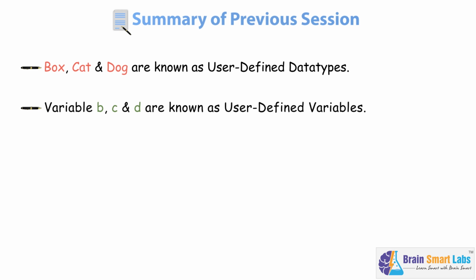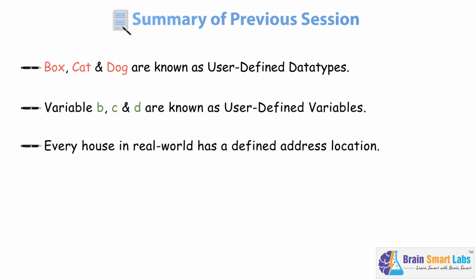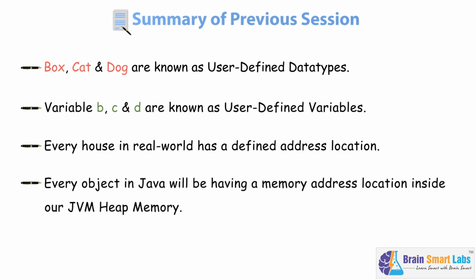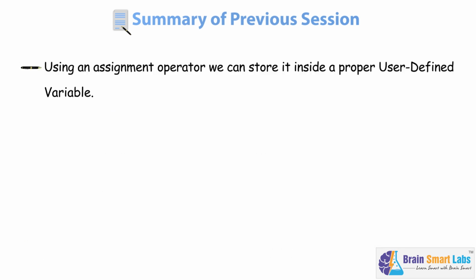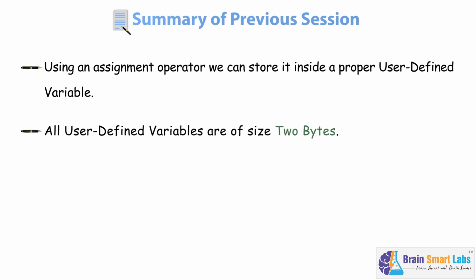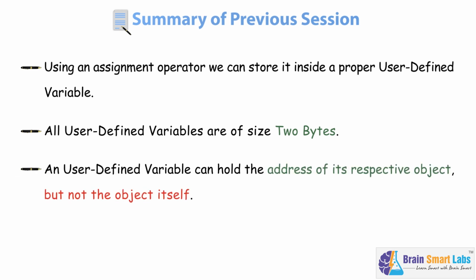Here Box, Cat and Dog are known as user defined data types, and variables B, C and D are known as user defined variables. Every house in the real world has a defined address location, and so every object in Java will have a memory address location inside our JVM heap memory. Whenever we create an object using the new keyword, the memory address will be returned by our JVM, and with the help of an assignment operator, we can store this address inside a proper user defined variable. All user defined variables are of size 2 bytes, and they can hold only the address of the respective object but not the object itself.